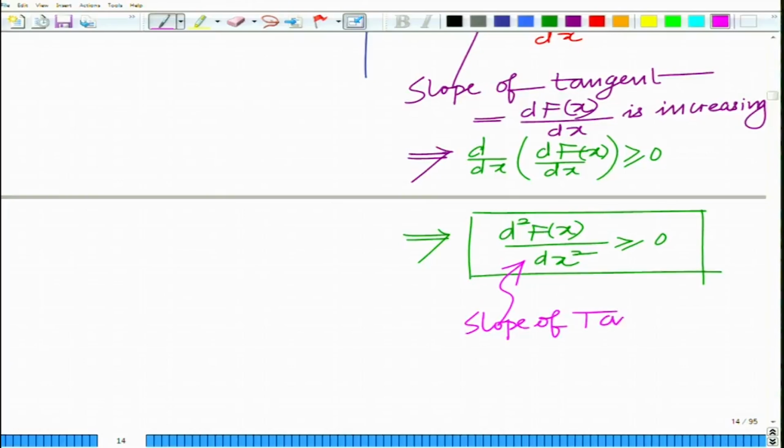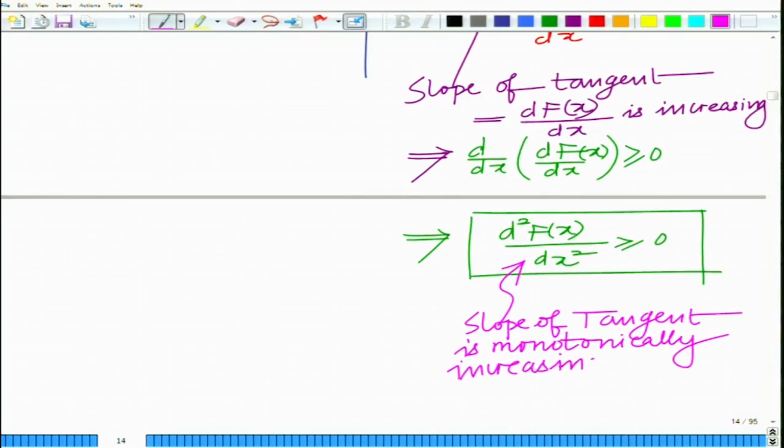Slope of tangent is monotonically increasing for a convex function.